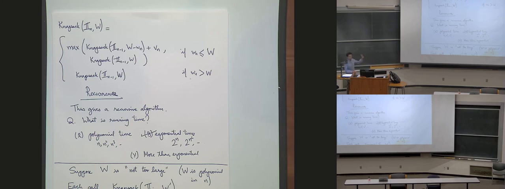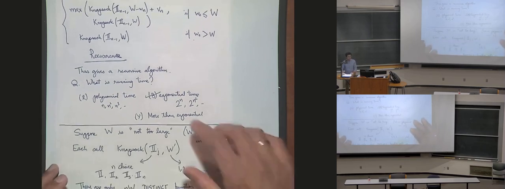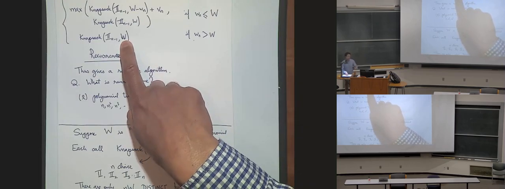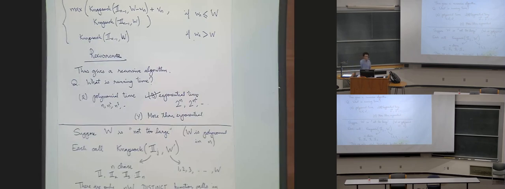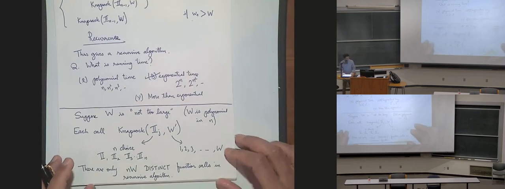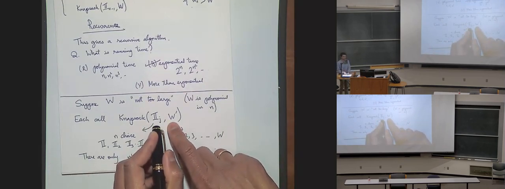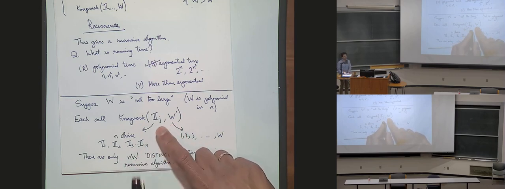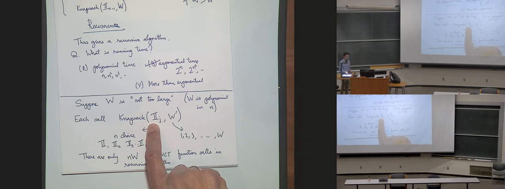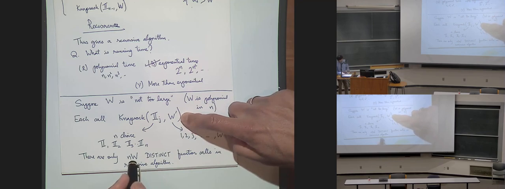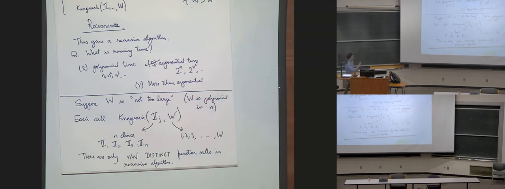The way we observe that there is a potential for improvement is we say, suppose the second argument is an integer which is not too large, it's polynomial, not exponentially large. Then if you look at the possible function calls, there aren't that many, because there are only n choices for the first argument and W choices for the second argument. So there are only n times W distinct function calls in the recursive algorithm.